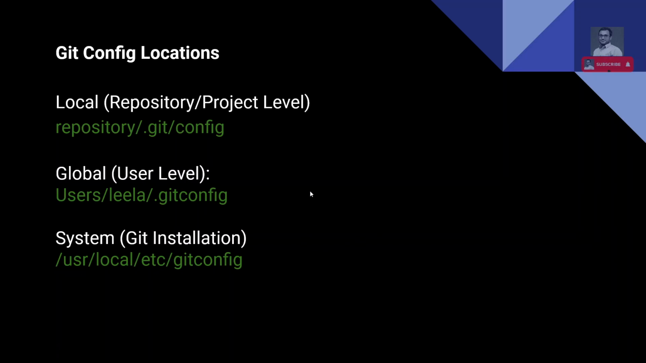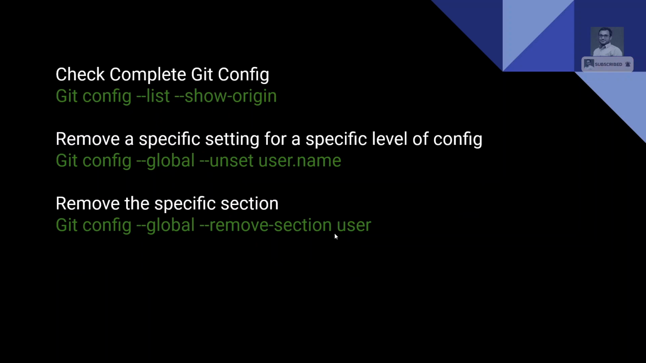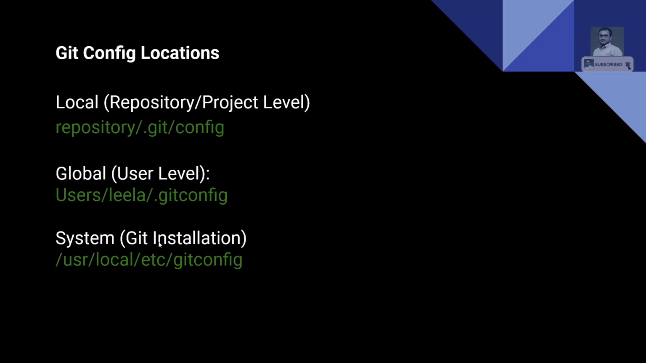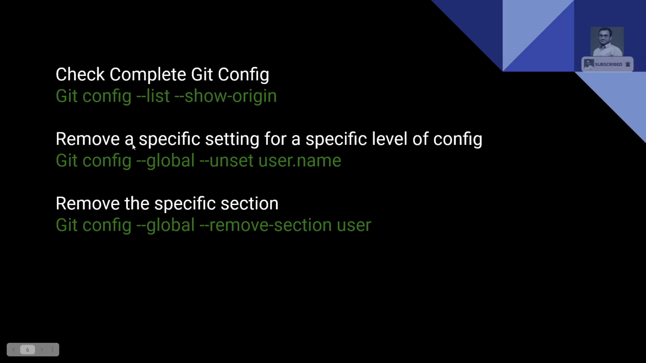Now, you may say, okay fine, I am able to find all these locations. But for example, if in these locations I am unable to find the configuration file, how can I know where in my computer the configuration file is located? For that reason, there is a command: git config --list --show-origin.